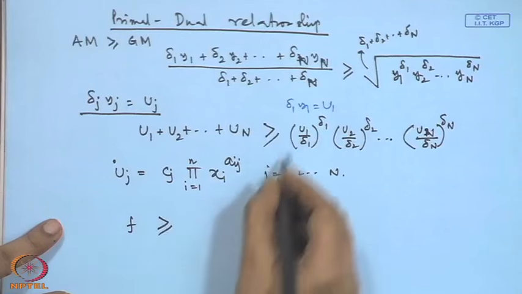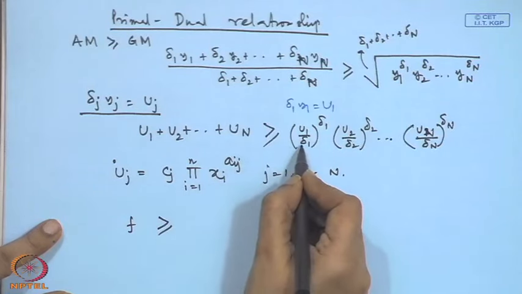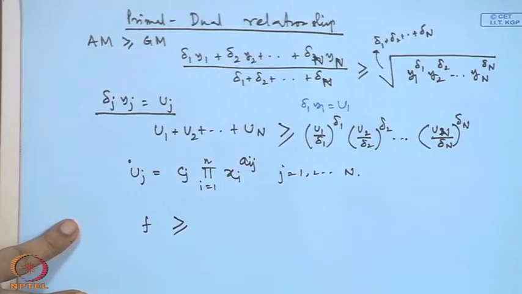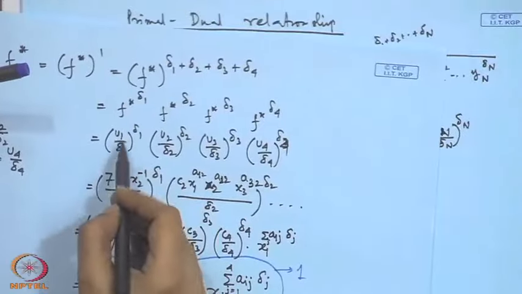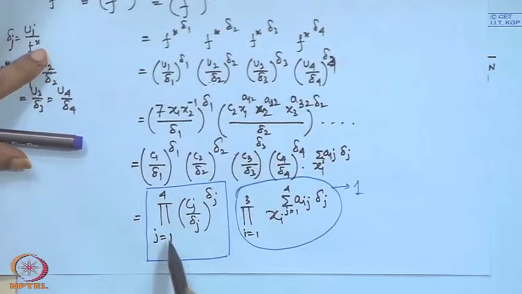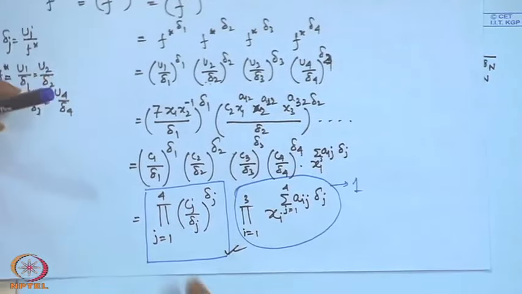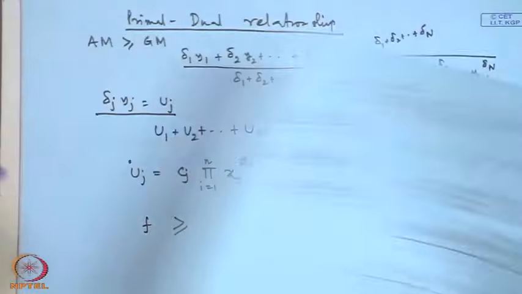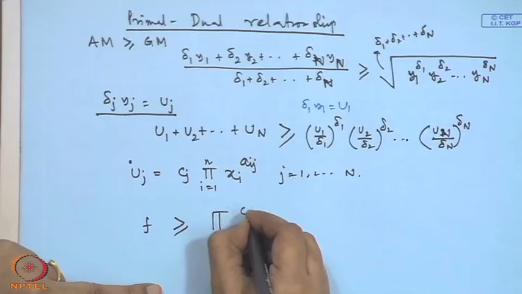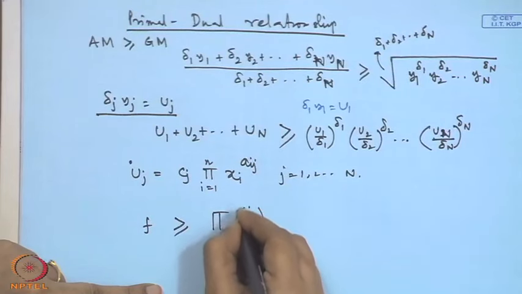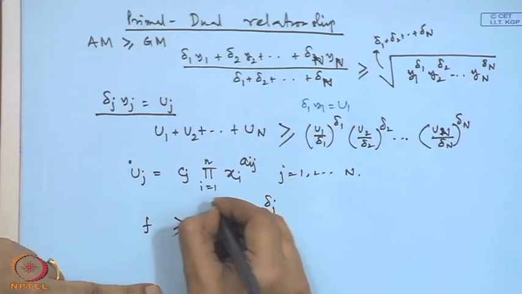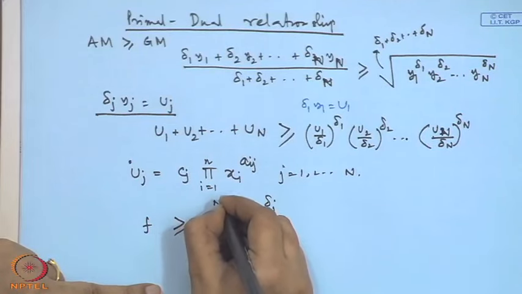This is greater than or equal to, if we substitute here and do the simplification as we did before, that simplification, if I show you once more, that is (u1 by delta 1) to the power delta 1, (u2 by delta 2) to the power delta 2, and so on. If this is equal to this fact only, if we just substitute this value here, then we are getting the multiplication of (c_j by delta_j) to the power delta_j, j is equal to 1 to capital N.